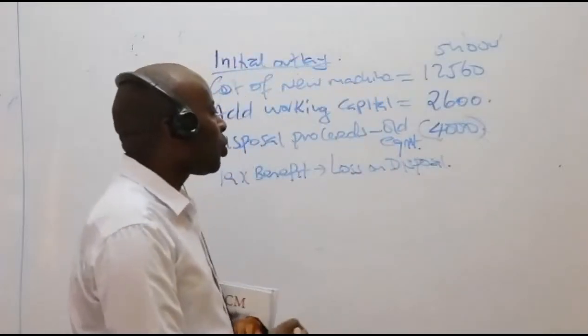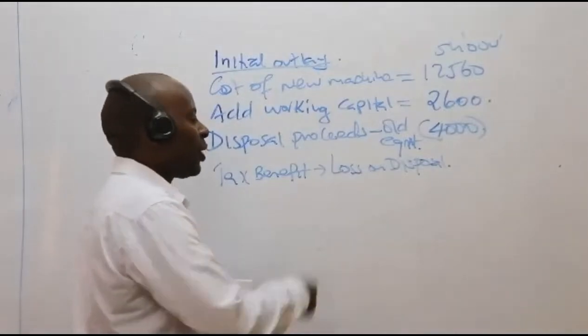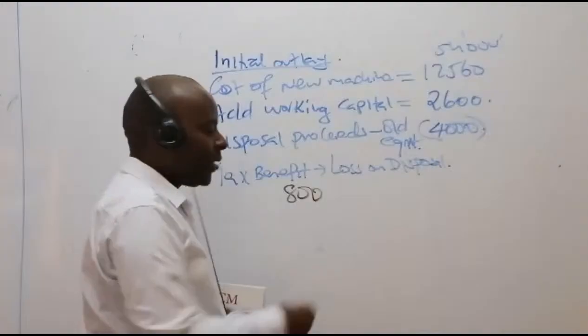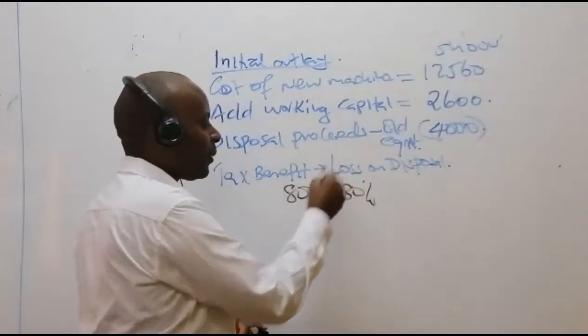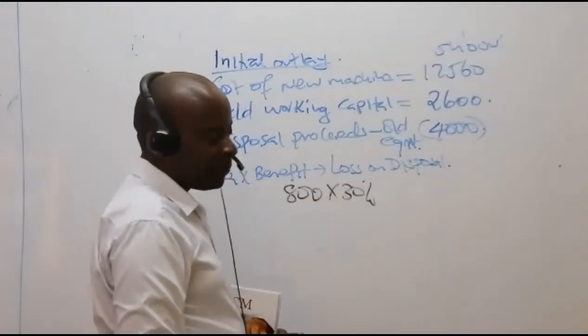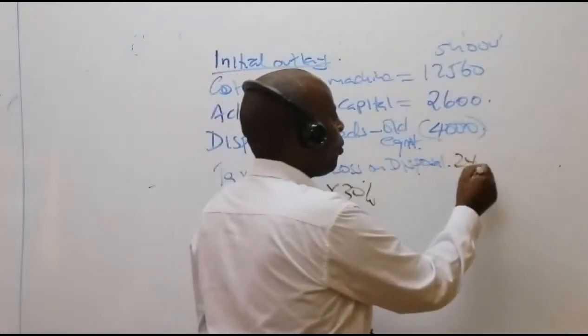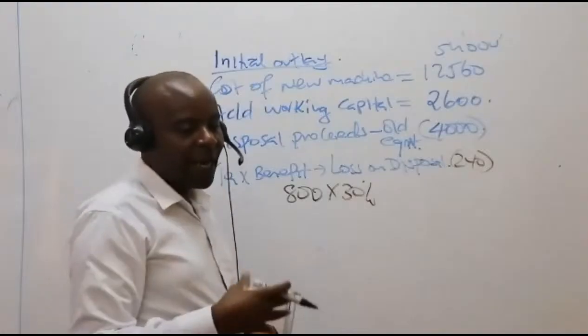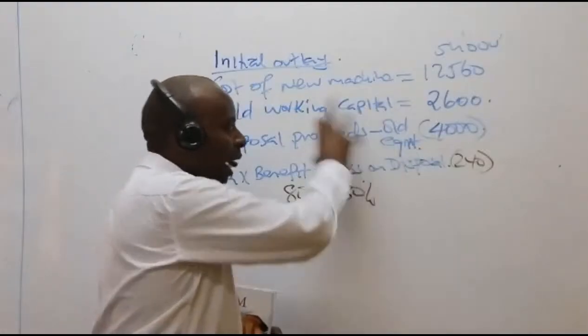Remember, you were the ones who told me that our loss on disposal is 800. So 800 times what year? Times 30%. So 800 times 30% gives us 240. Because it's a benefit, it has to be taken as a negative, because we are putting these figures in a cost statement.